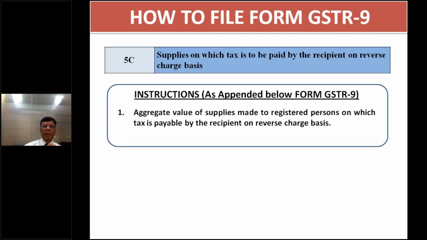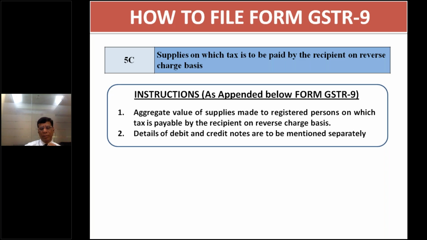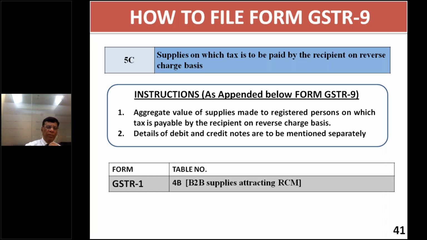5C, supplies on which tax is to be paid by the recipient on reverse charge basis. These are my outward supplies, and on these outward supplies I am not liable to pay tax. The recipient is liable to pay tax. Aggregate value of supplies made to registered persons on which tax is payable by the recipient on reverse charge basis. Details of debit and credit notes are to be mentioned separately. So this information is to be brought from GSTR-1 table 4B.